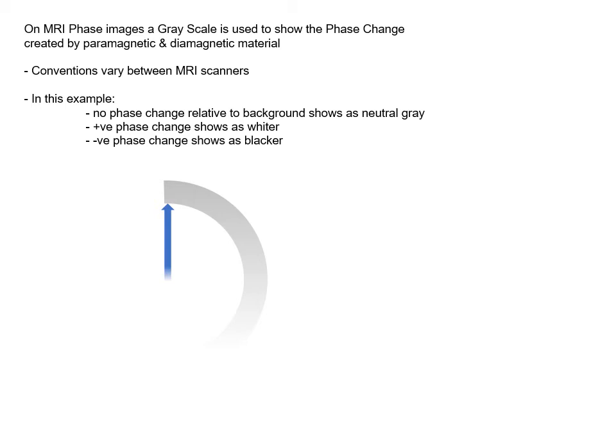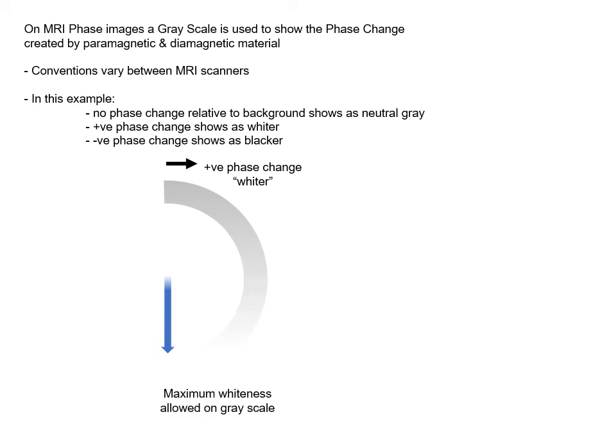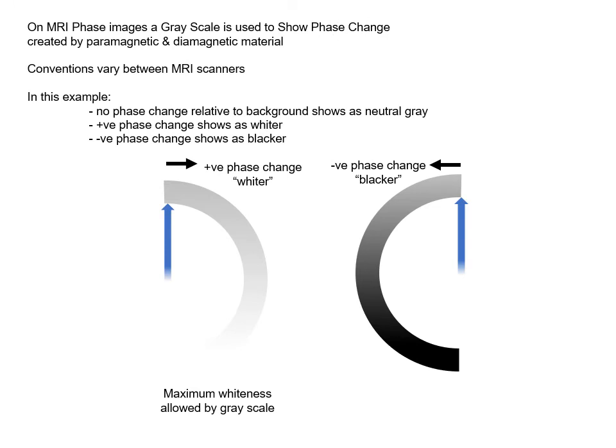In the example I'm going to show you, the grayscale is assigned in the following way. If there's no phase change relative to background, the grayscale is shown as a neutral gray, which is the starting position of the blue arrow you see in the graphic at the bottom. If we create a positive change, the grayscale is designed to show that material as whiter, and if it's a negative phase change, it's shown as blacker. So if it's a positive phase change, it becomes whiter, and the arrow gets pushed to the maximum degree of whiteness, as shown at the bottom of this slide. If we now take a diamagnetic material, it creates a negative phase change, and that change is shown as progressively blacker and blacker until we get the maximum blackness allowed by the grayscale.